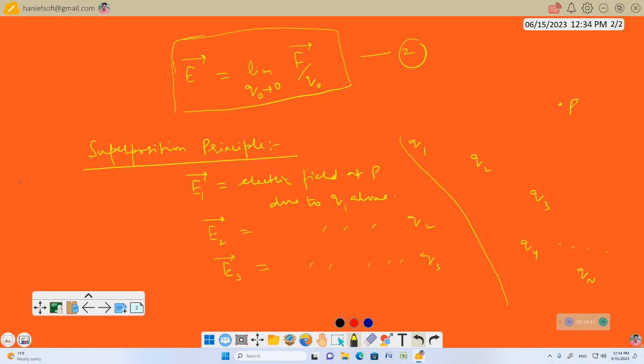Then if E is the net electric field at point P, to get that net electric field, what you do, you vectorially add these individual vectors E1, E2, E3 up to En.